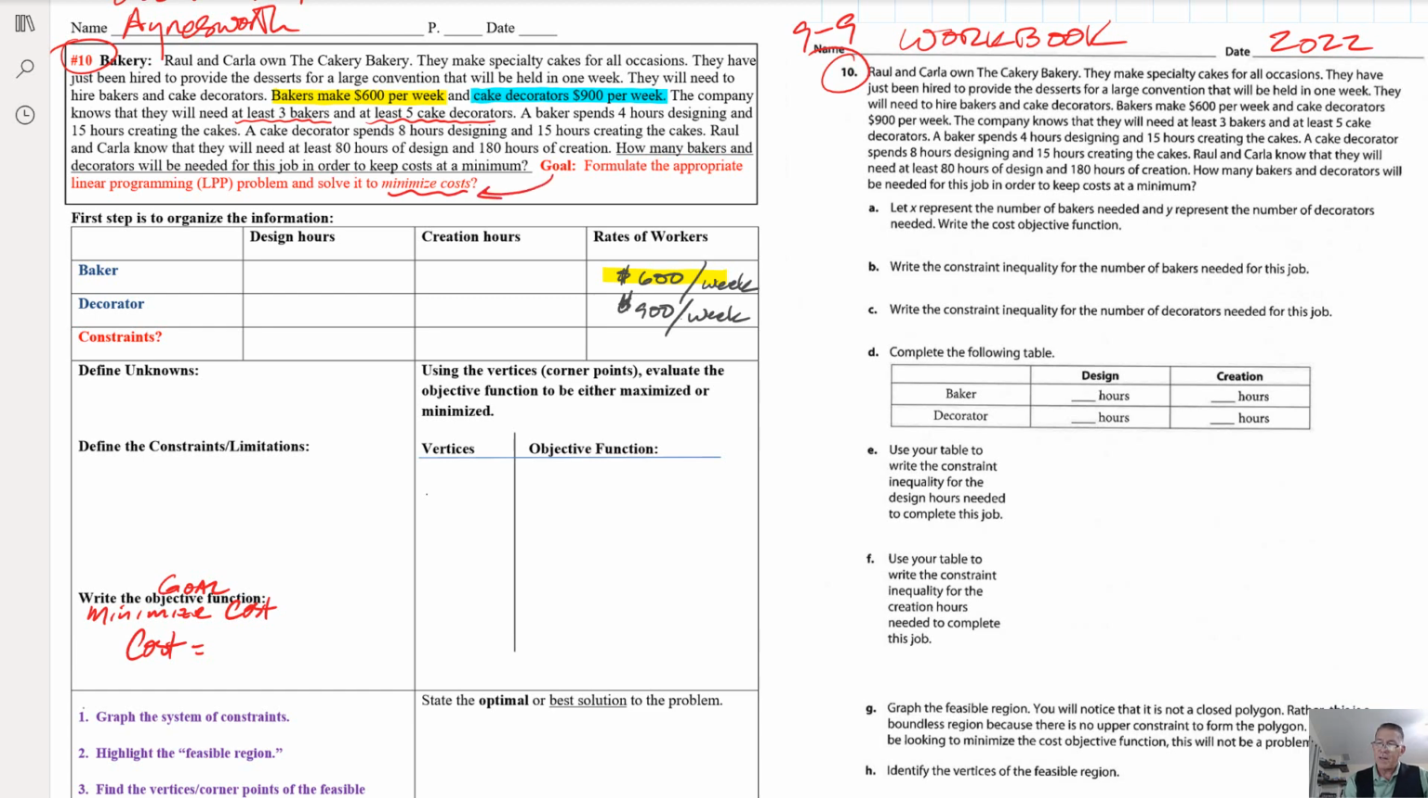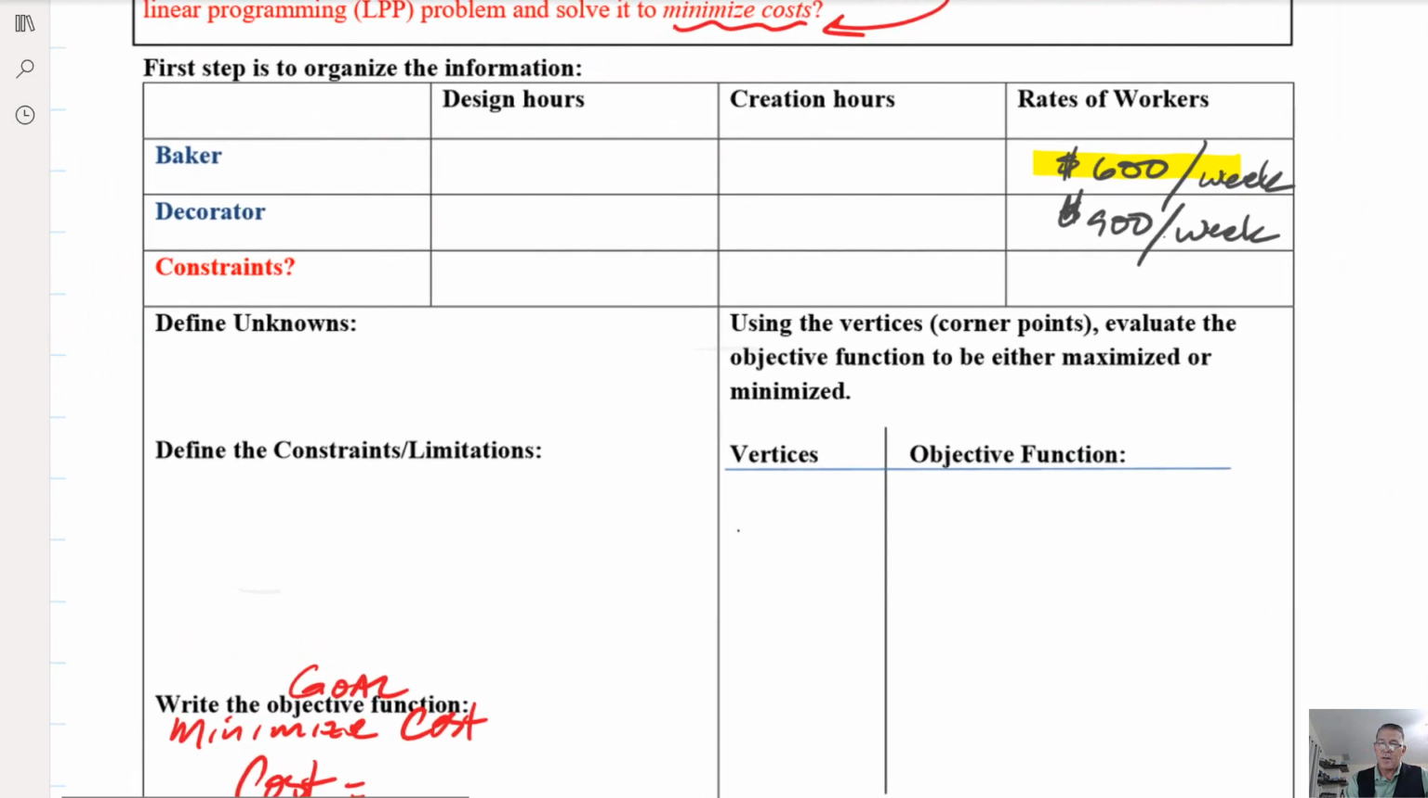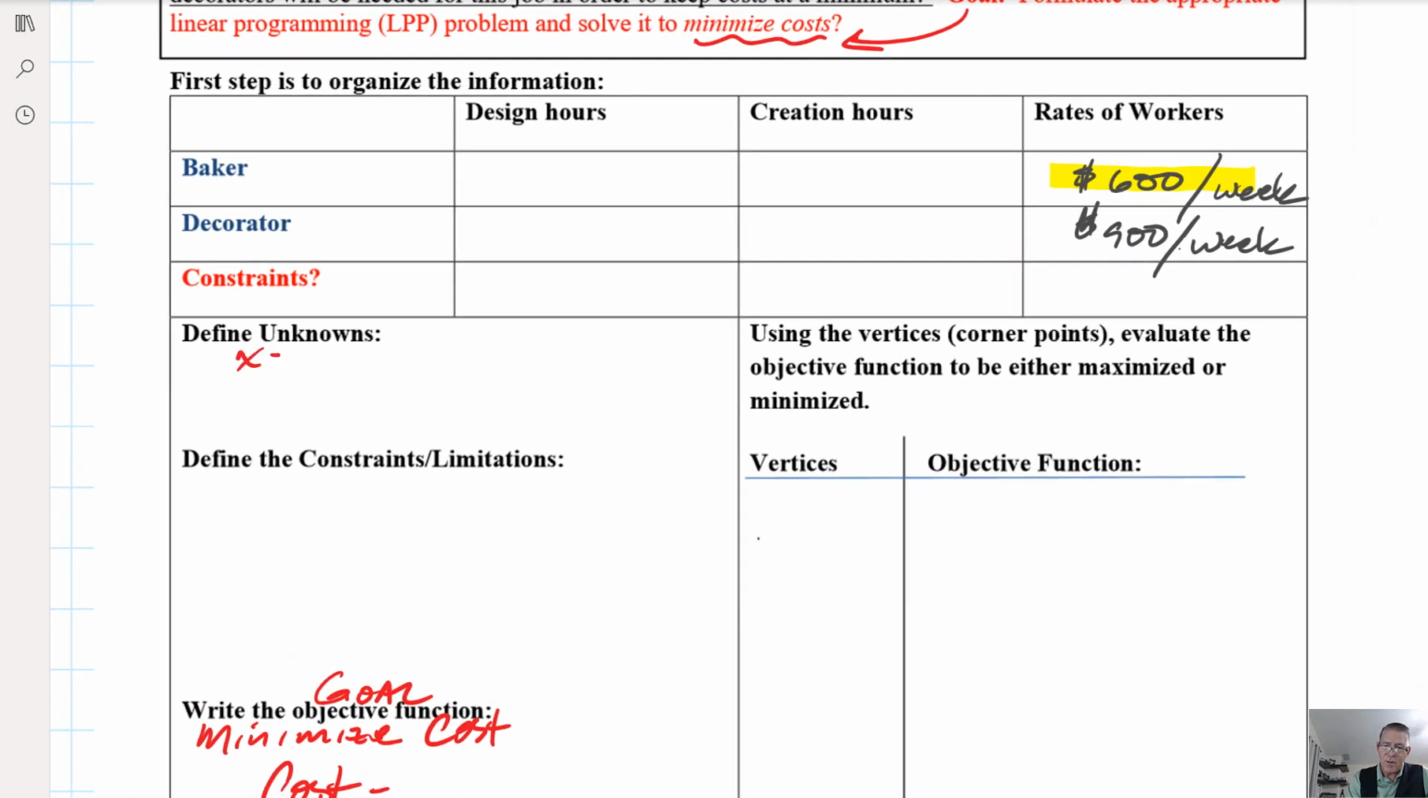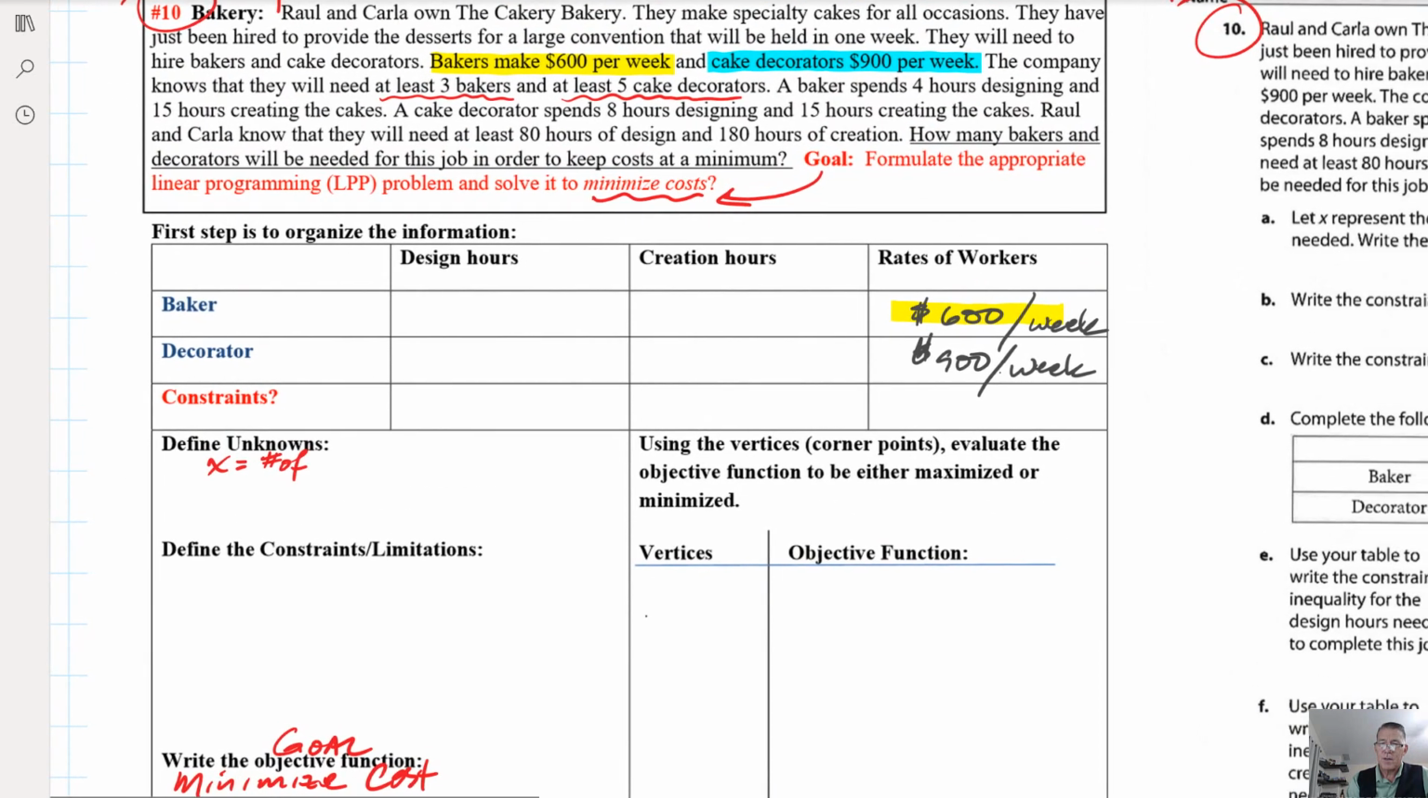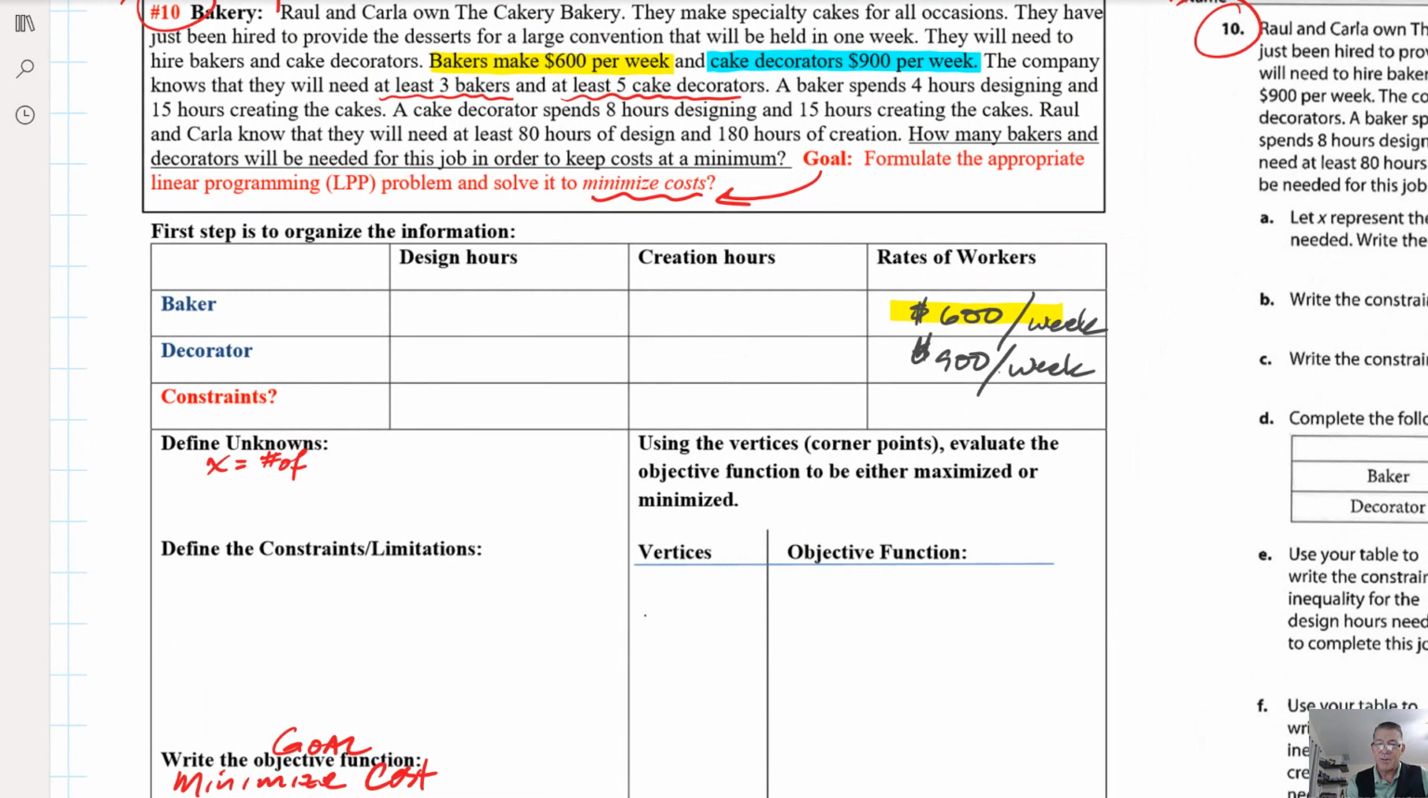All right, so we've got to define our variables. X represents the number of bakers, Y represents the number of decorators. Always define your unknowns. X represents the number of bakers, because we don't know. It says how many bakers and how many decorators do you need. Whatever you don't know, that is your variable. X is the number of bakers needed. Y equals the number of cake decorators, decorators for short. There we go. So now we know what we're trying to find.